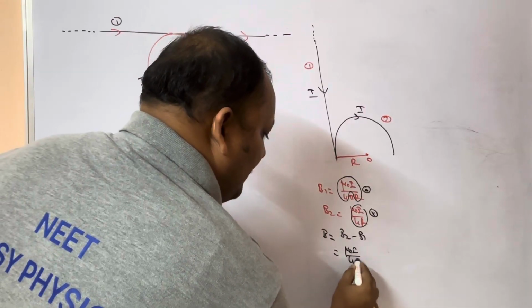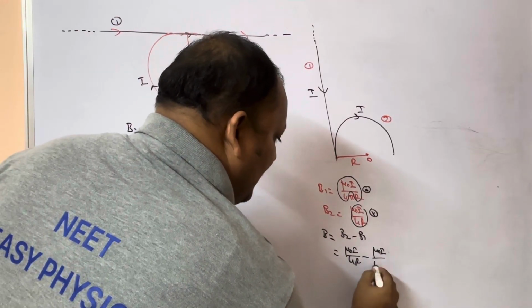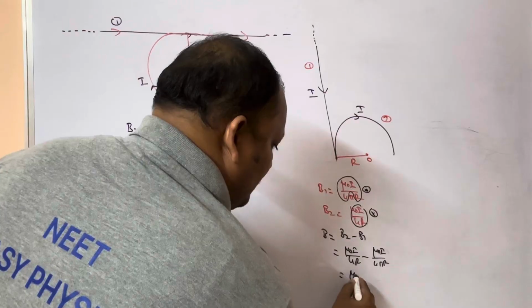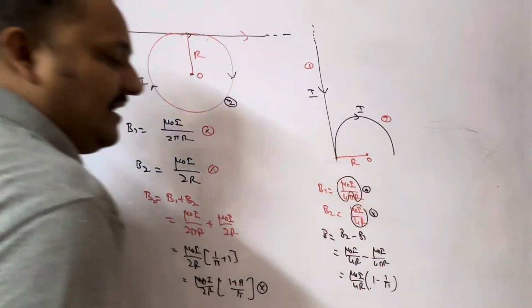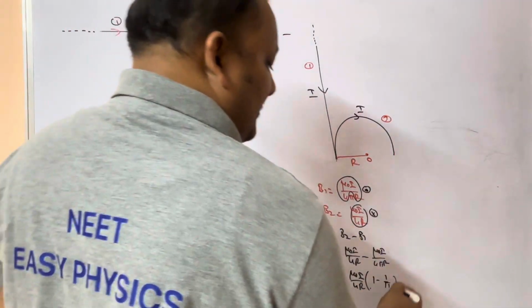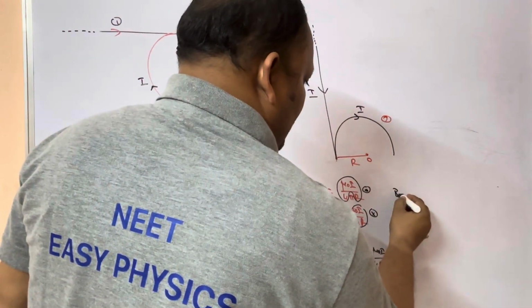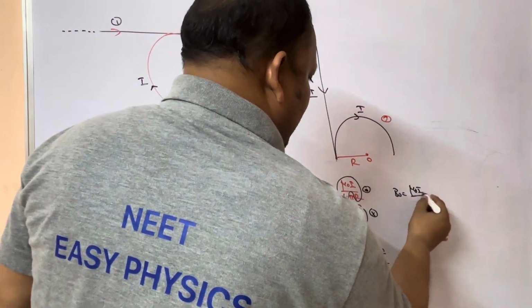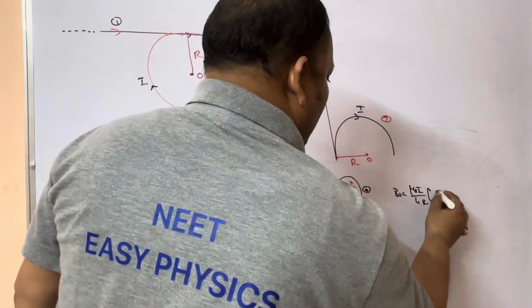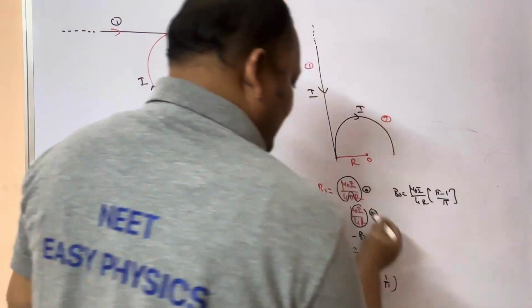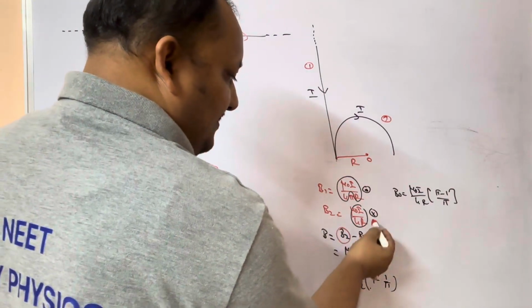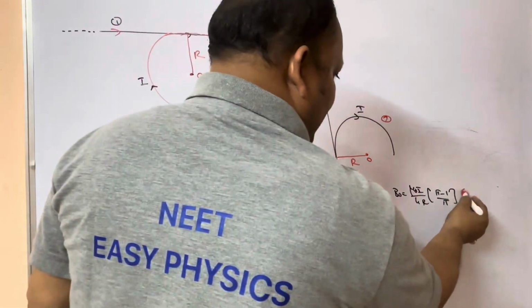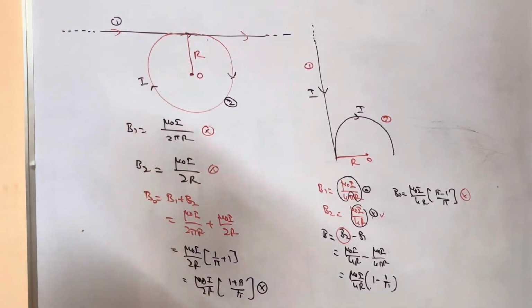Mu naught I by 4r minus mu naught I by 4 pi r. So, mu naught I by 4r is common, 1 minus 1 by pi, or pi minus 1 by pi. So, resultant at center is mu naught I by 4r times (pi minus 1) by pi. Now, which is into or outside? We wrote B2 minus B1. Therefore, B2 is higher. Therefore, resultant is into the board.